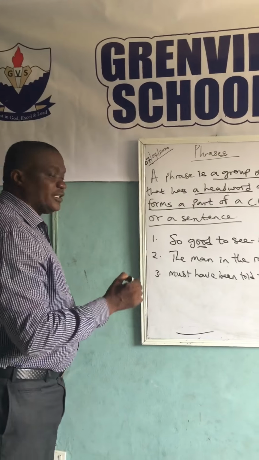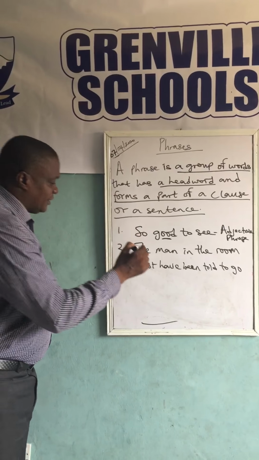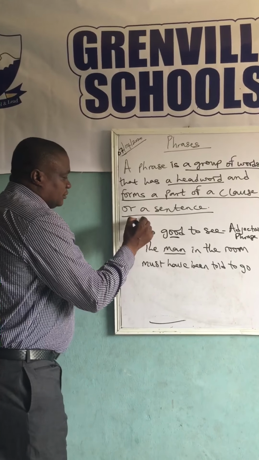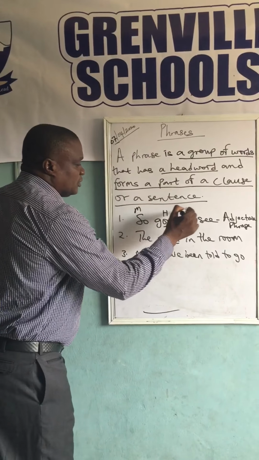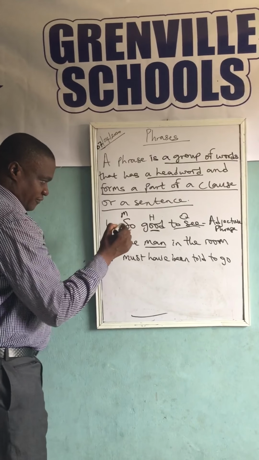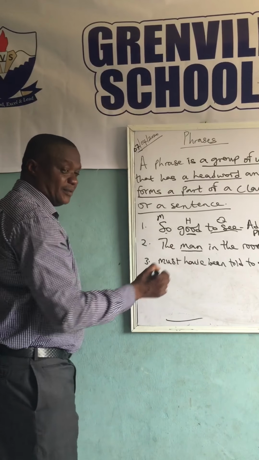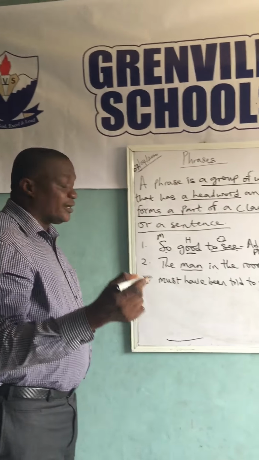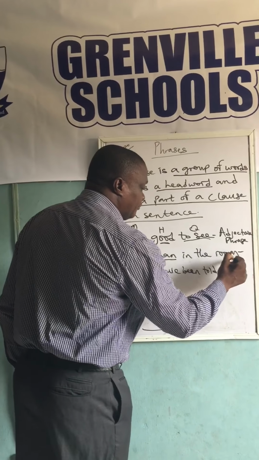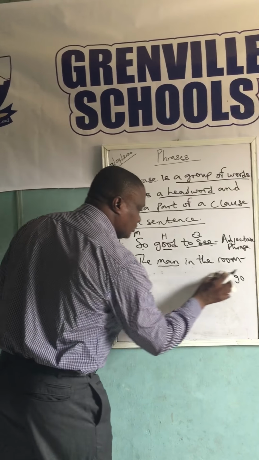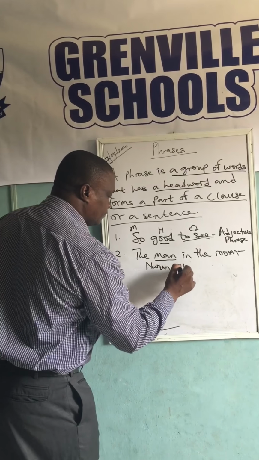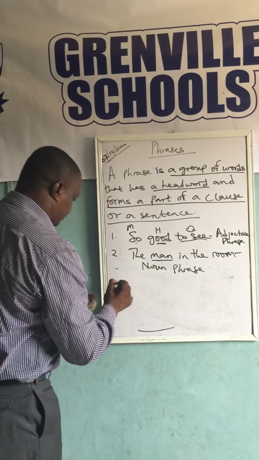The second one, the headword here is man. Okay, let me complete the first one. This will be the modifier, this will be the headword, and this will be the qualifier. To see will be the qualifier. So is the modifier. The headword here is man. Man belongs to the category of noun. So it means this is a noun phrase. Number 2 is a noun phrase. Let me write this.